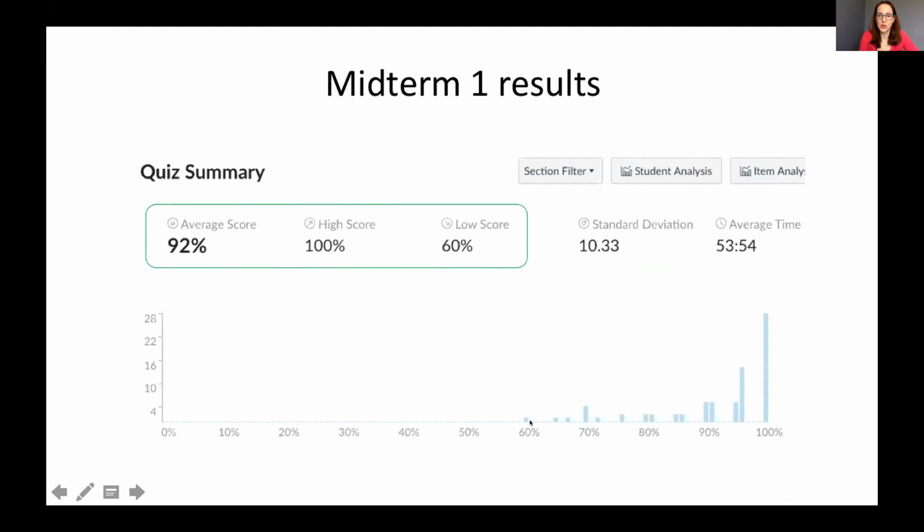You can see the grade distribution here. So not too many people got down in the 60s, 70s, 80s, and the number of people who scored in the 90s up to 100 really was the majority of the class. So congratulations, you did great.